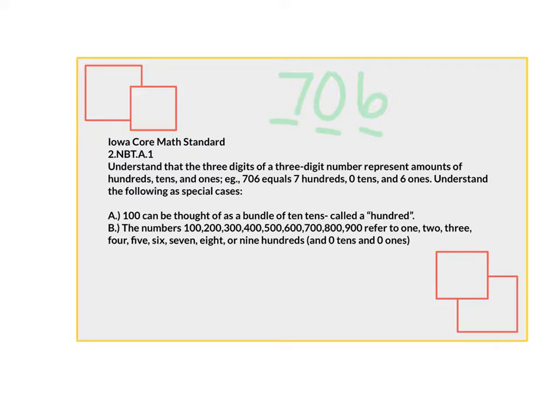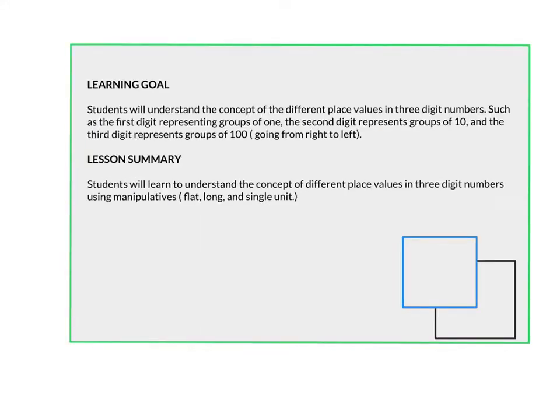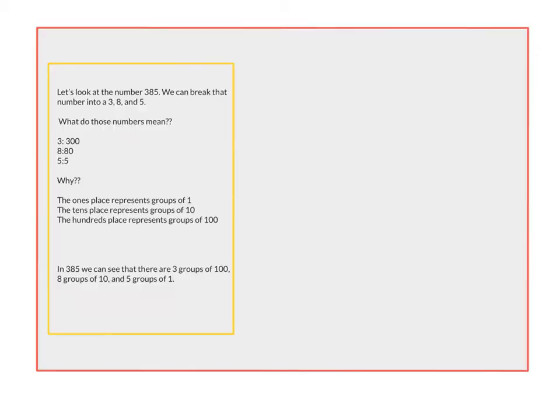There are also special cases, like when 100 can be thought of as a bundle of 10 tens, and how the numbers 100 through 900, counting by hundreds, refer to 1 through 9 groups of 100. Our learning goal for today is to have students understand the different place values in three-digit numbers. They will understand that the first digit represents groups of 1, the second represents groups of 10, and the third represents groups of 100. We are going to do this through visuals and manipulatives.